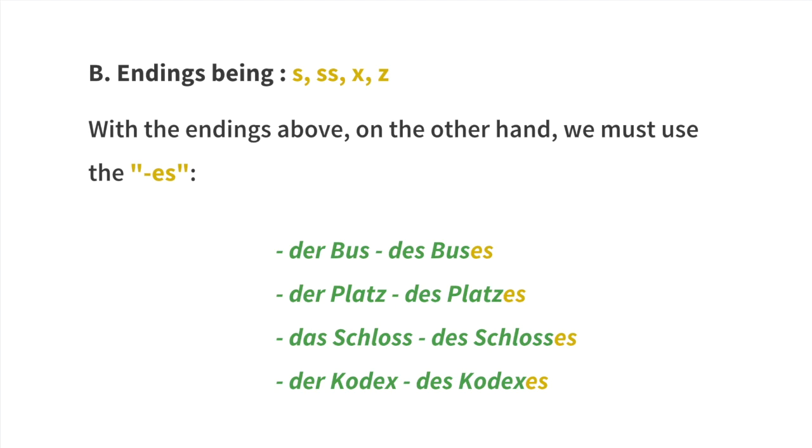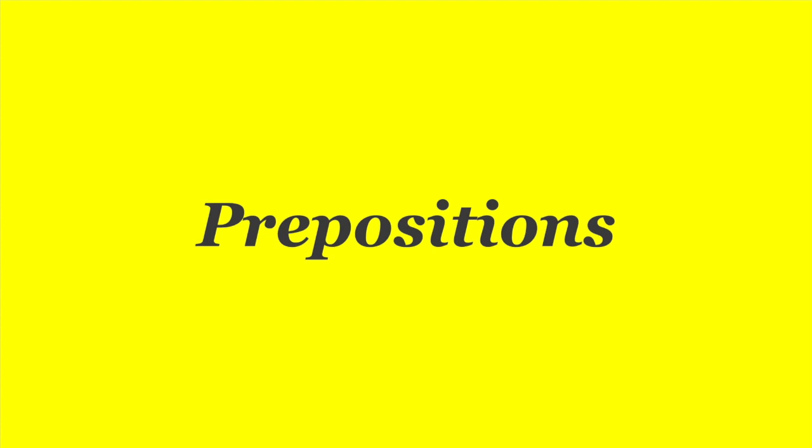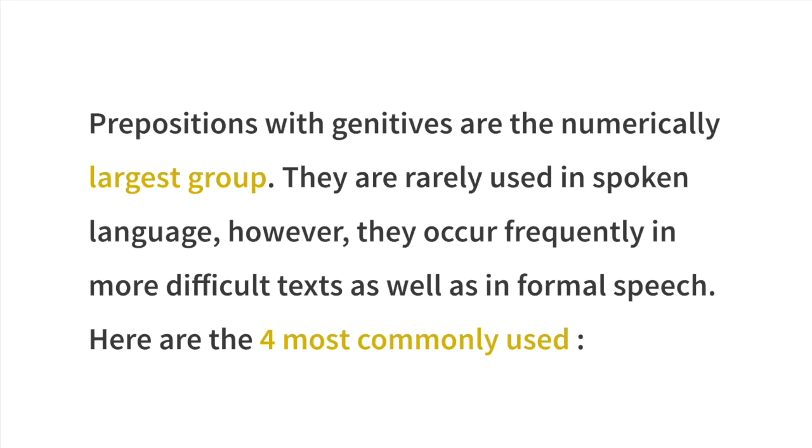As following, we're gonna see some prepositions in genitive. So the prepositions with genitive are the largest group when it comes to the number.